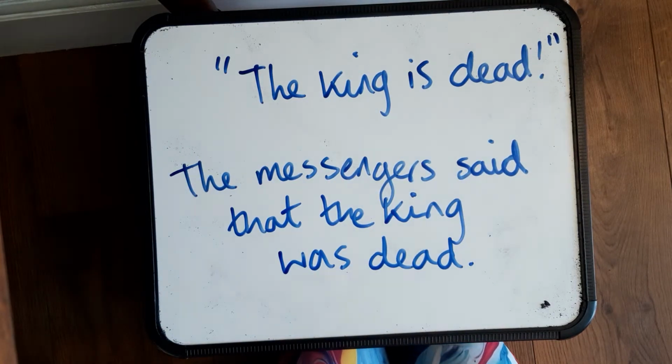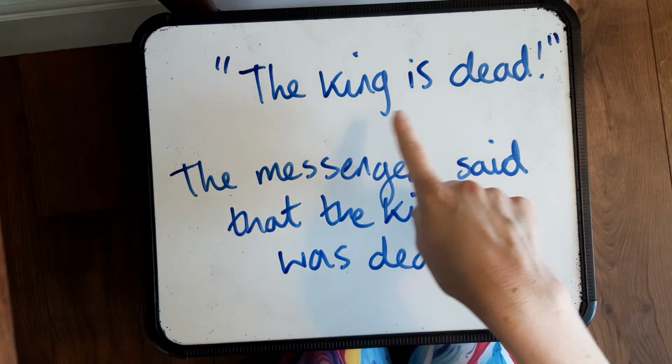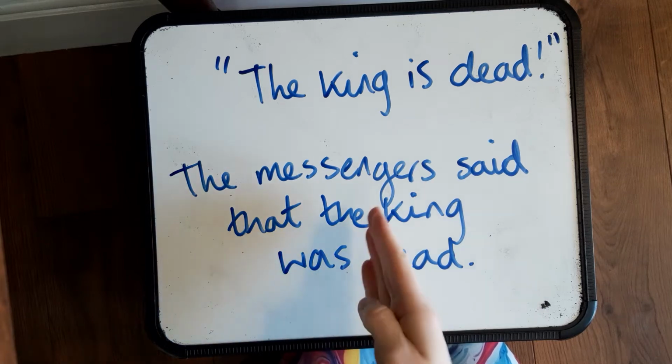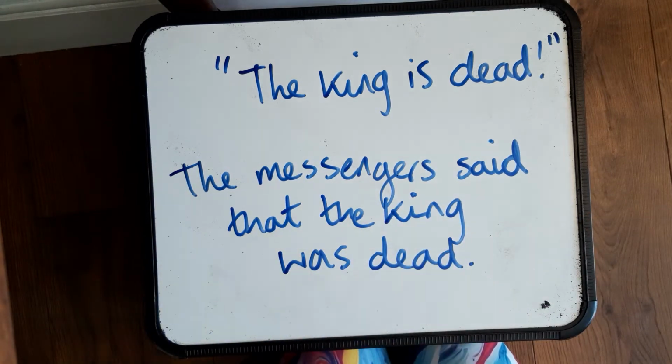Okay, so in English, these are two different examples of statements. This first one here, "the king is dead," is a direct statement because you're directly hearing it. You can tell that from the quotation marks. The second one is an indirect statement because you're being told indirectly what someone else said. So the messenger said that the king was dead. That information is being indirectly reported to you.